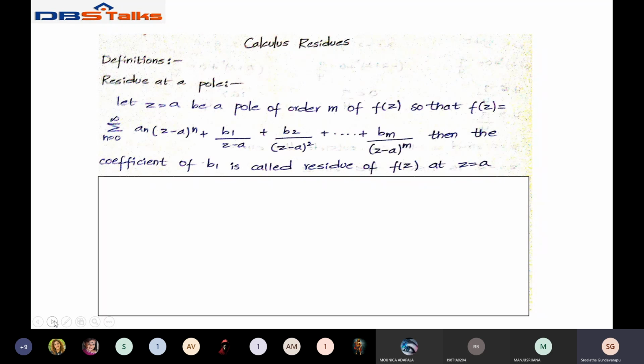First definition is residue at a pole. These pole definitions are of two types: number one is simple pole and second one is pole of order m. First, for the pole of order m, given function f of z in the form of sigma n equal 0 to infinity a n (z minus a) whole power n plus b1 by (z minus a) plus b2 by (z minus a) whole square and so on. In this equation, the coefficient b1 is called residue of f of z at z equal to a. So this is the definition of pole of order m.